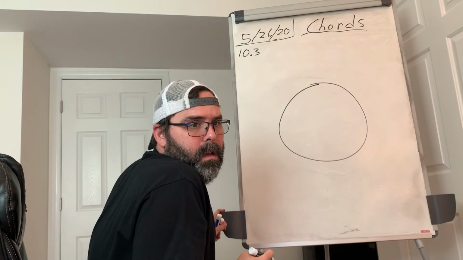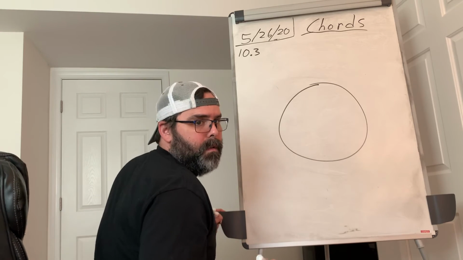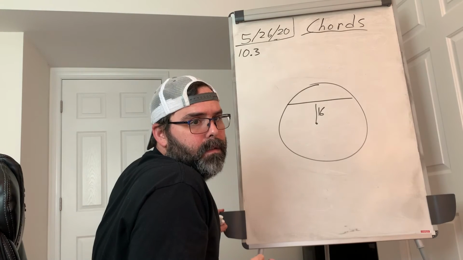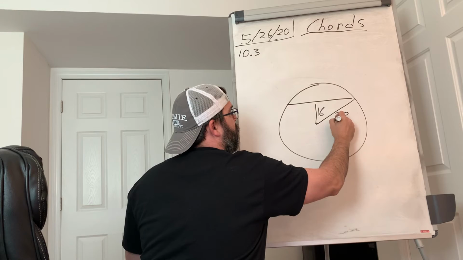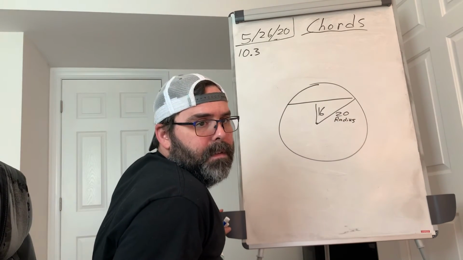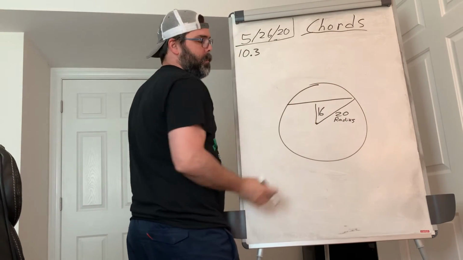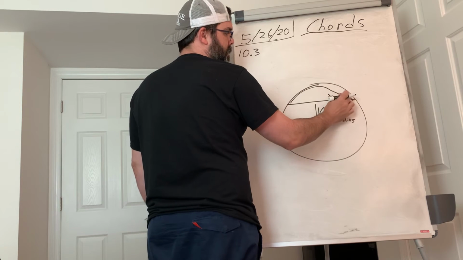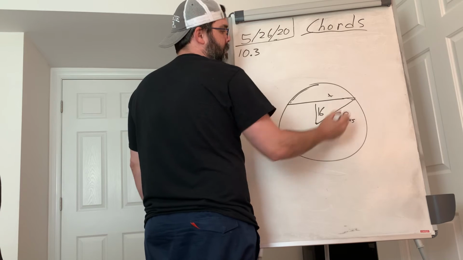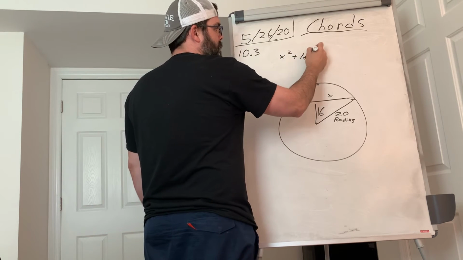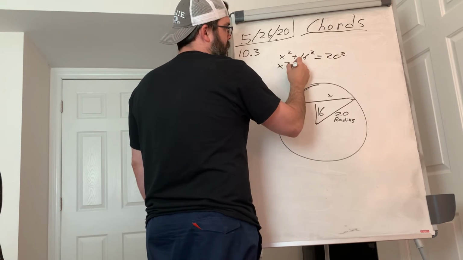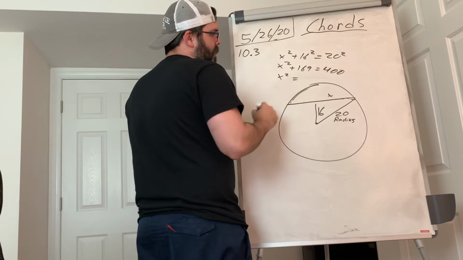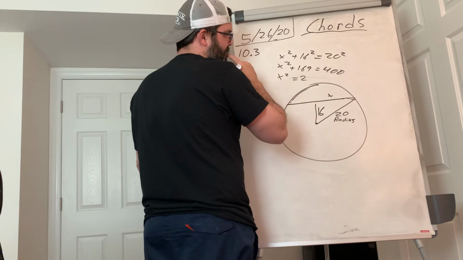Okay, we have a circle, and the chord is 16 units from the center of the circle. The radius of the circle is 20. What is the length of the chord? So we solve for this, double it, and we have our chord. So we'll call this x, and we're looking for basically what 2x is. So x squared plus 16 squared equals 20 squared. X squared plus 169 equals 400.